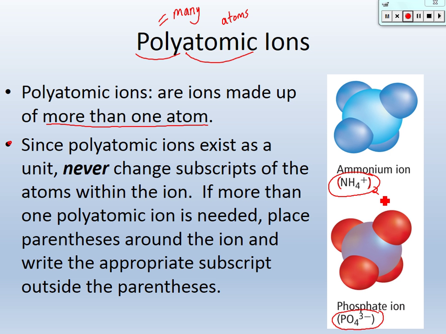So notice how there's more than one atom here. What is N? Nitrogen. What's H? Hydrogen. So that's a polyatomic, and it's an ion because it has a +1 charge. This would be a polyatomic cation. This one down here, phosphorus and oxygen, so it's polyatomic, more than one atom, has a charge of a -3, so this would be a polyatomic anion.